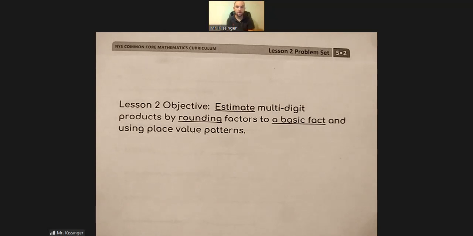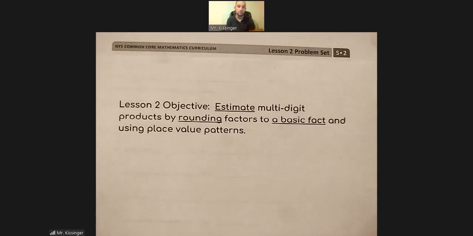So if you look on our page here, our objective for the day is we are going to estimate multi-digit products by rounding factors to a basic fact and then using place value patterns. So what that means, we're going to be estimating multi-digit products. So we're going to find about what those products are going to be by rounding. We're going to round the factors to a basic fact. The basic fact is just a number that's easier to work with.